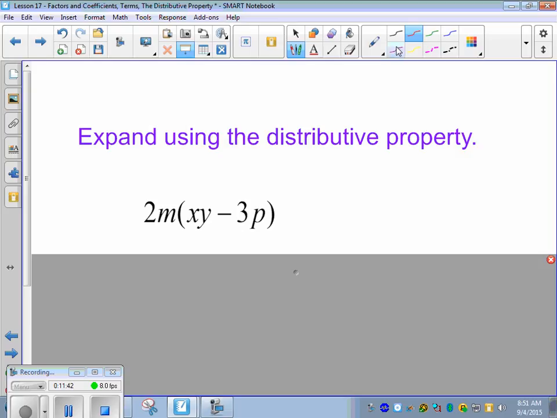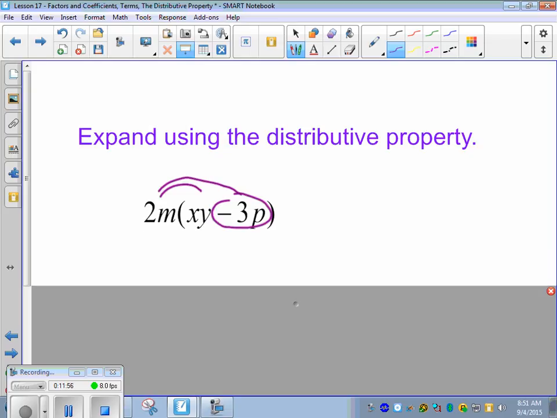So again, I'm going to draw my little arrows in. And I'm going to remember that this negative needs to stay with this guy. So I'm going to multiply 2m times xy. What does that give me? 2mxy, perfect. 2 times m times x times y, 2mxy. And then I'm going to do 2m times negative 3p. Now it's a little bit trickier. What's that going to be? Negative 6mp. So what I did was I multiplied my numbers together, and then the m and the p multiplied together just as mp.